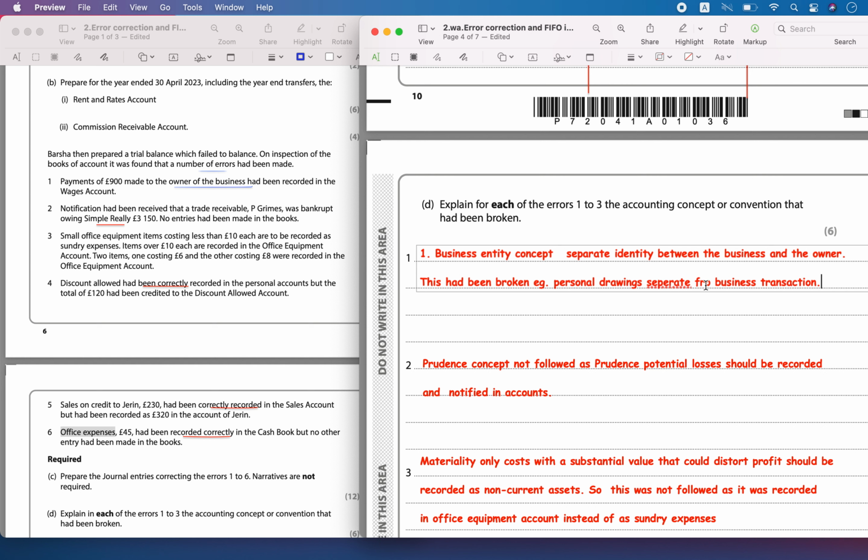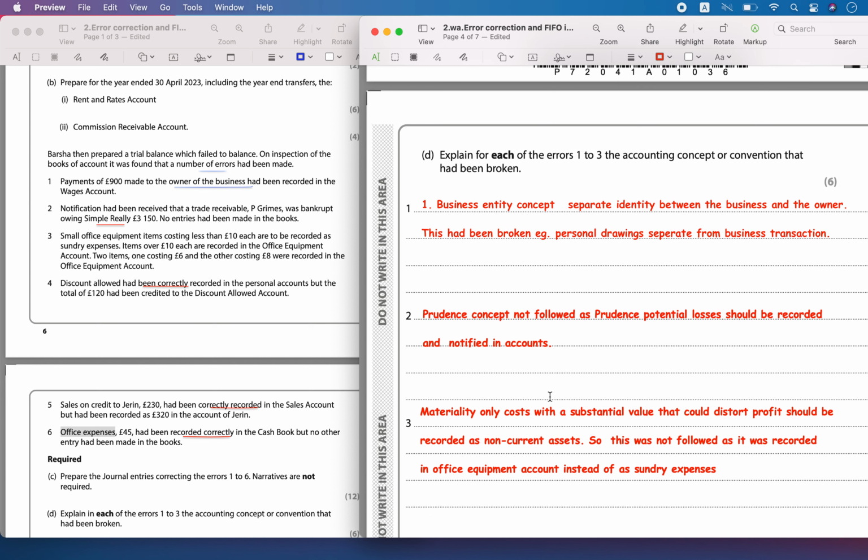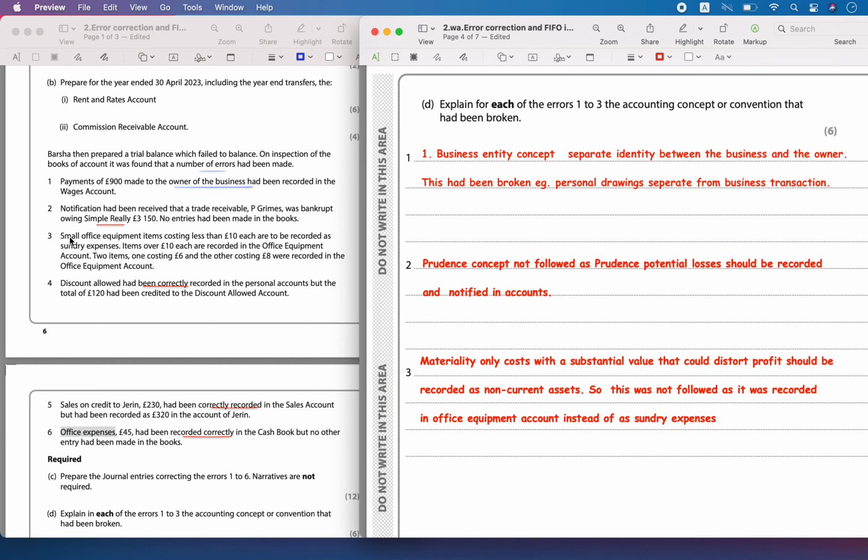Now for the second one, notification had been received that a trade receivable had gone bankrupt, but no entries had been made. So any profit and loss have to be recorded, otherwise the prudence concept will not be followed, because profit would get overstated.